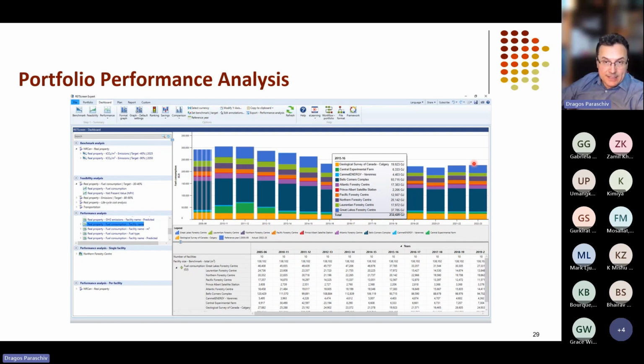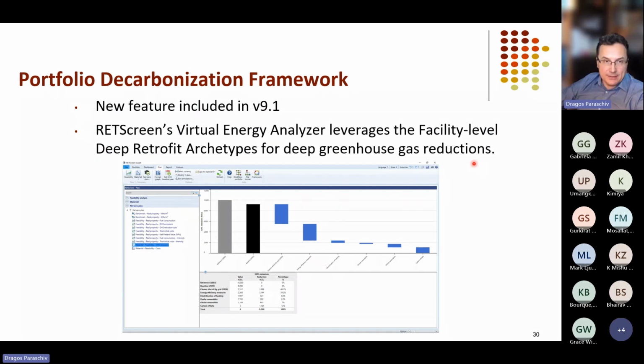Now, the newest tool, and it's associated with the portfolio analysis, is the decarbonization framework under the net zero planning tool. So based on the analysis of the building, we can now develop a plan, which many organizations are looking for, a plan to address emissions on a different horizon. We can set emissions with a target for 2030 or 2050. We can set that and see what it takes to get to that point.